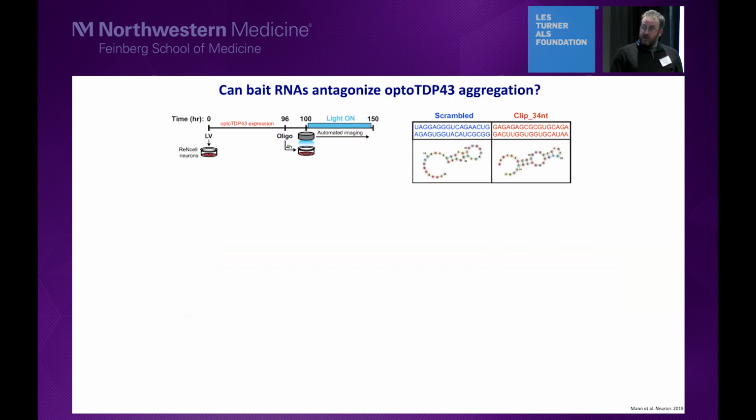So next, in collaboration with Chris's lab, we wanted to know whether we could exert therapeutic effects in our optogenetic model of TDP43 proteinopathy. So in this experimental paradigm, what we're going to do is express the opto-TDP43, and then treat cells with the oligo and switch the blue light on to stimulate the aberrant phase separation of TDP43. And here we have a scrambled form of CLIP34 as a negative control.